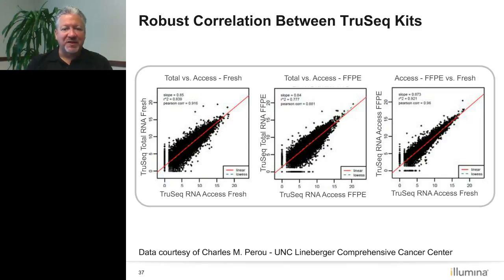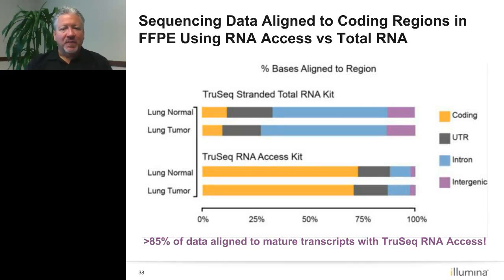We recapitulate the dynamic range, and in fact, the quantitative dynamic range of our other two standard kits, even taking into account the fixation process versus fresh. So this is really quite impressive. So once again, this is another one of those bar plots to show you the dramatic difference between using total RNA-Seq on FFPE versus the RNA access process.